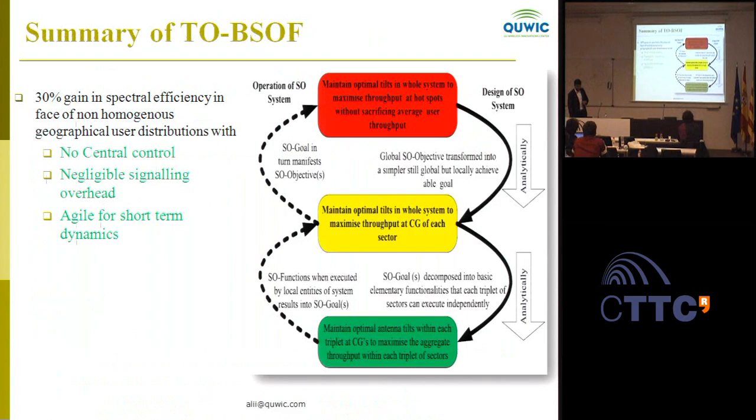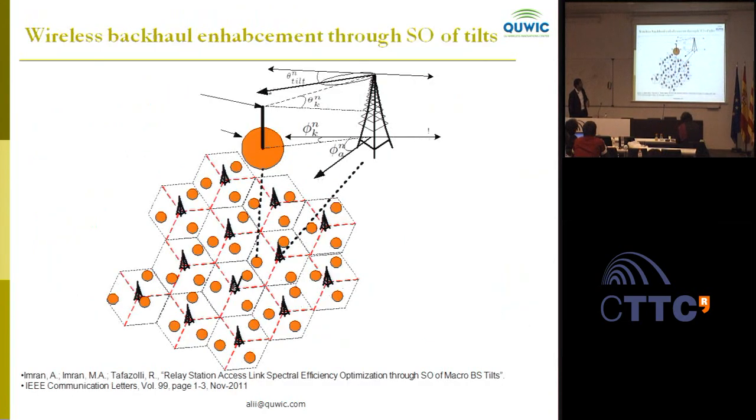Okay, this is the summary of how we solved our problem by biomimetics. If you replace your user distribution with outdoor relay stations, and you have to optimize spectral efficiency on their wireless backhaul, the problem even becomes simpler. You don't have to invoke the center of gravity theorem. You can simply use the triplet concept. For details, you can refer to this paper.